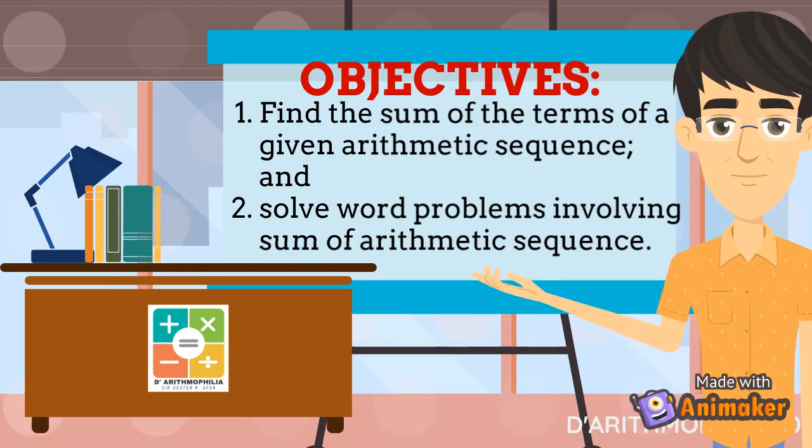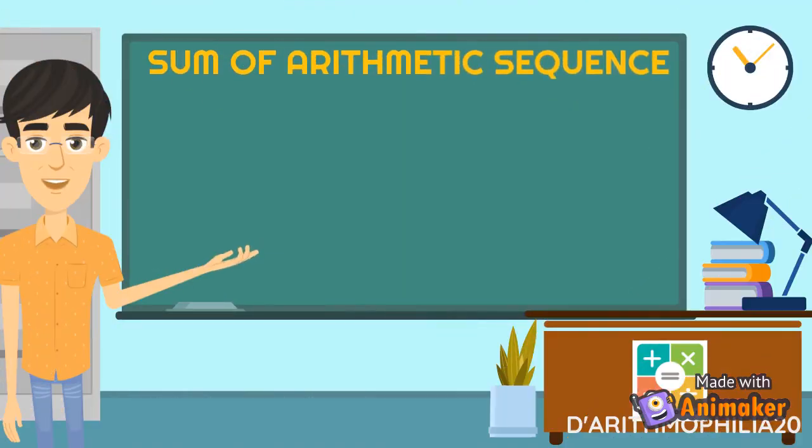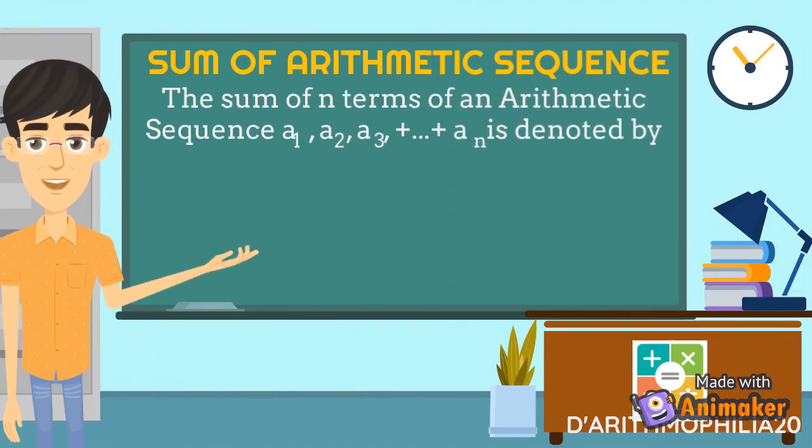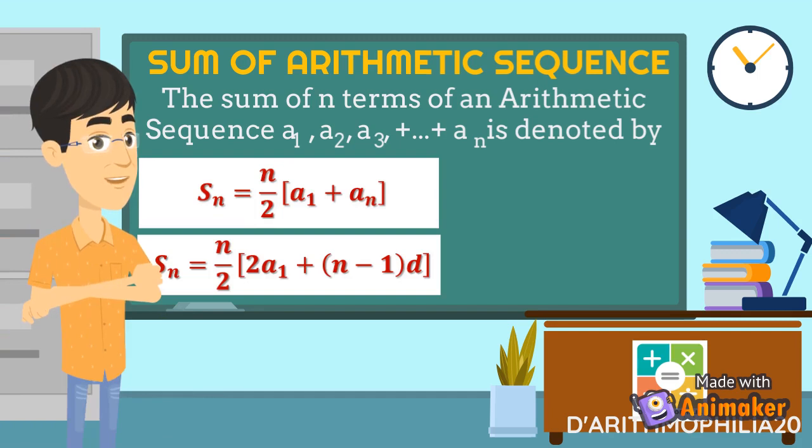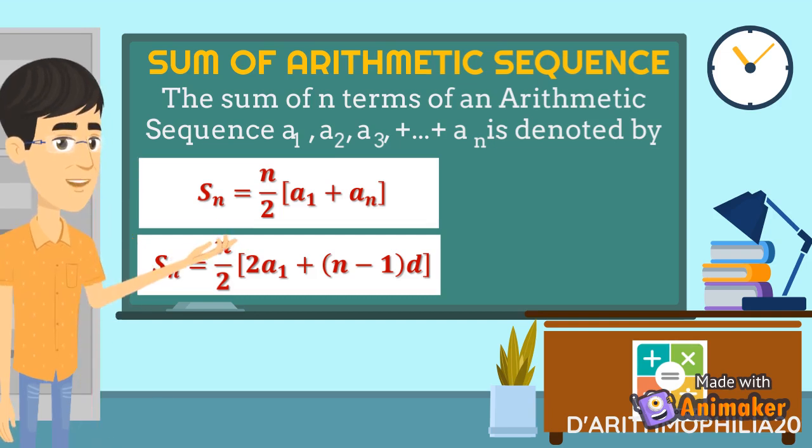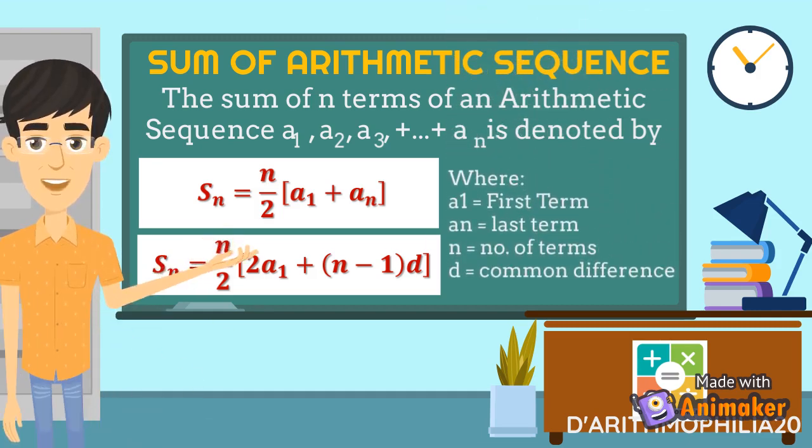sequence. When we say sum of arithmetic sequence, the sum of n terms of an arithmetic sequence, a sub 1, a sub 2, a sub 3, and so on, is denoted by the following formula. First, S sub n equals n over 2 times the quantity of a sub 1 plus a sub n. Second, S sub n equals n over 2 times the quantity of 2 times a sub 1 plus the quantity n minus 1 times d, where a sub 1 is the first term, a sub n is the last term, n is the number of terms, and d is the common difference.